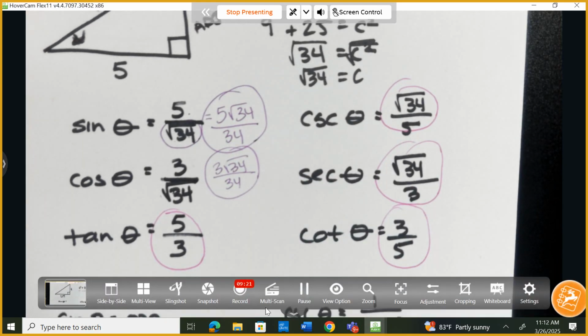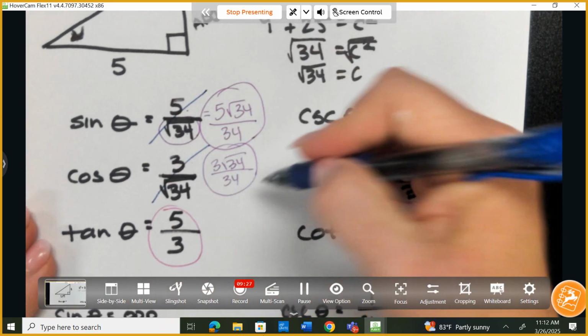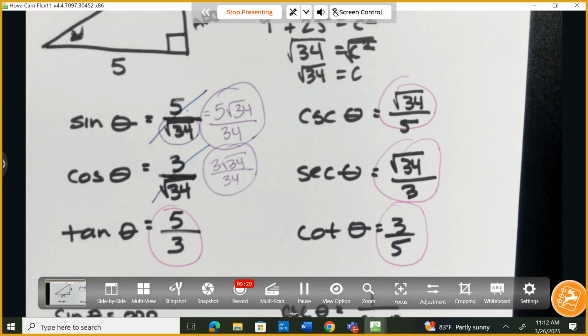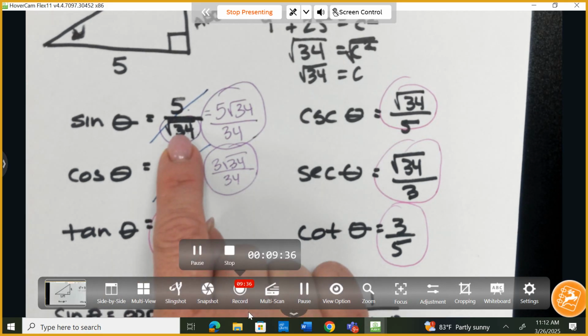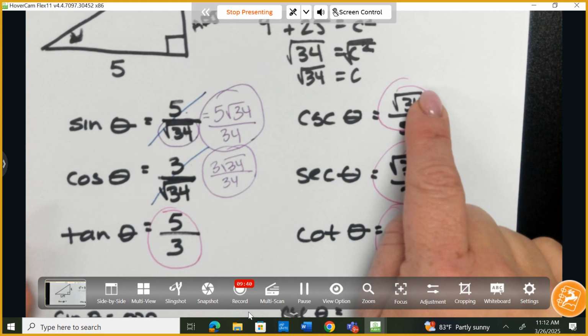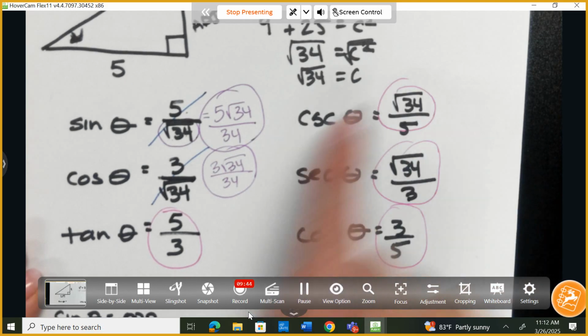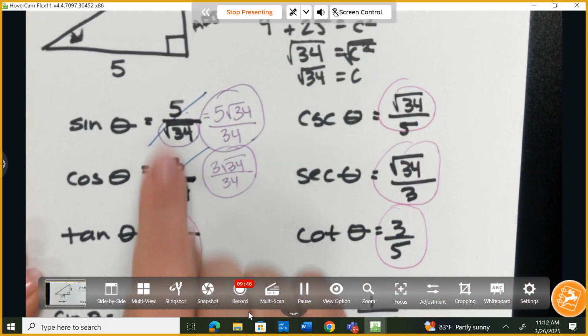So what he's asking me is, can you X these out? You can, but as long as you circle what the final one is, we're good. Do you always have to rewrite it that way? You always have to rewrite it whenever you have a square root in the denominator. So these 4 I didn't have to worry about because there's no square root in the denominator. These 2 had a square root in the denominator.